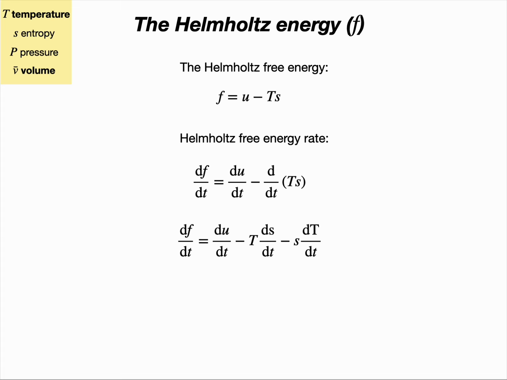How to change F if we want to make the rate of change? Again, we end up having dF/dt equals dU/dt minus d/dt of TS. You use the product rule, and we end up with minus T dS/dt minus S dT/dt.